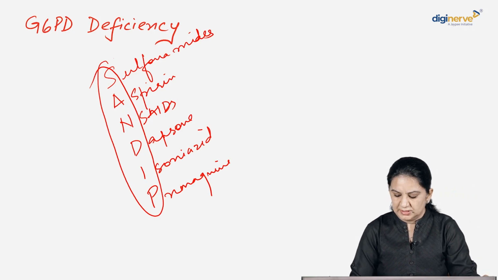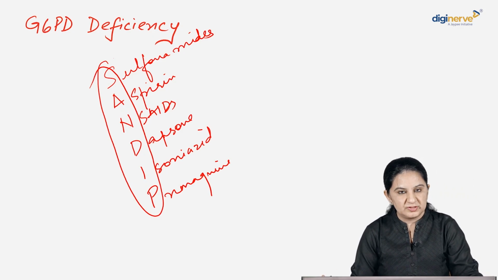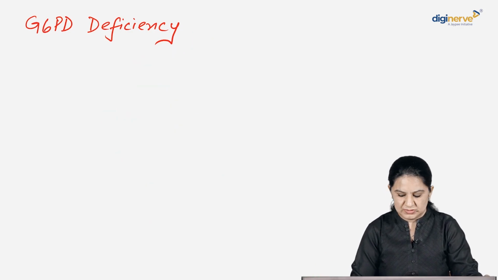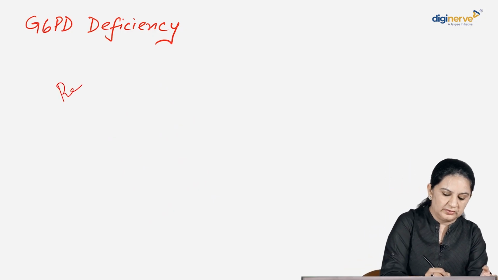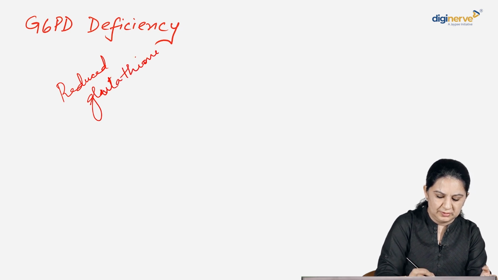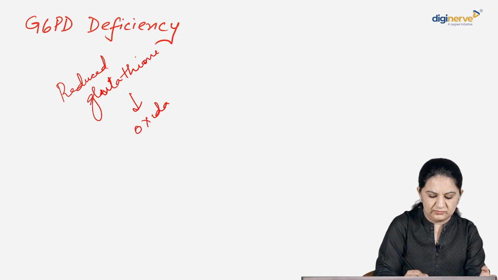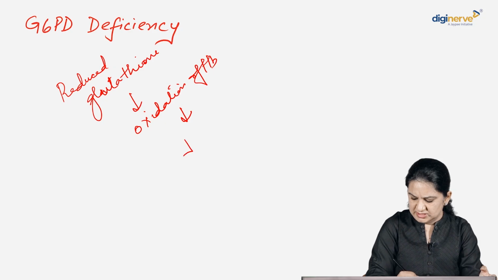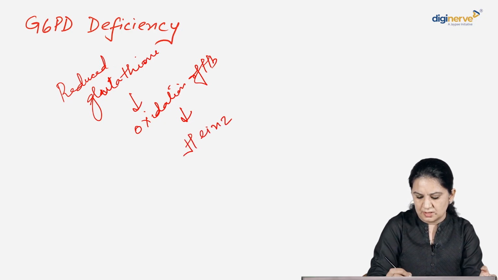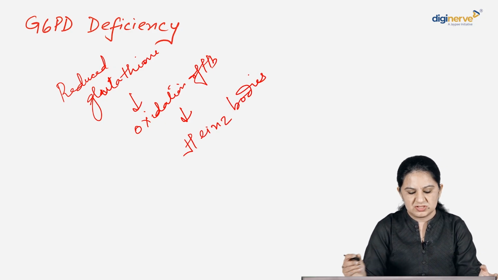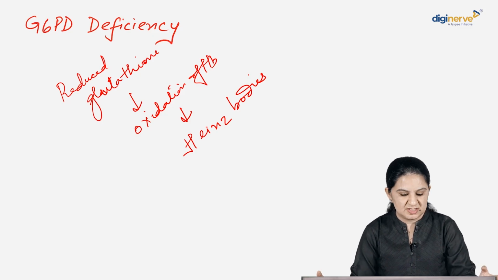Alright. Now, you will ask me, how does this G6PD enzyme deficiency cause hemolysis? Because of the defect in the HMP pathway, there is failure to form reduced glutathione. Because of this, there is oxidation of hemoglobin, and this oxidation of hemoglobin is seen as Heinz bodies.